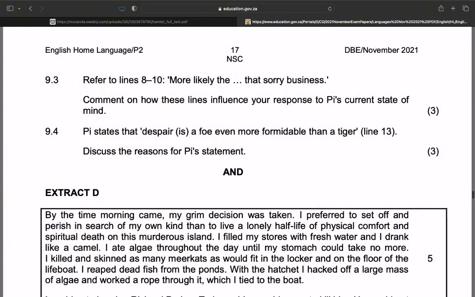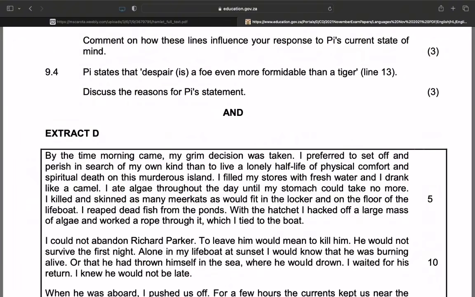Okay, 9.4. Pi states that despair is far more formidable than a tiger. Discuss the reasons for Pi's statement. In other words, despair is a bigger threat than the tiger. Why is Pi saying that? Yes, he's absolutely fearful, he's living in this constant fear of Richard Parker, but he says that this despair is more formidable than a tiger.